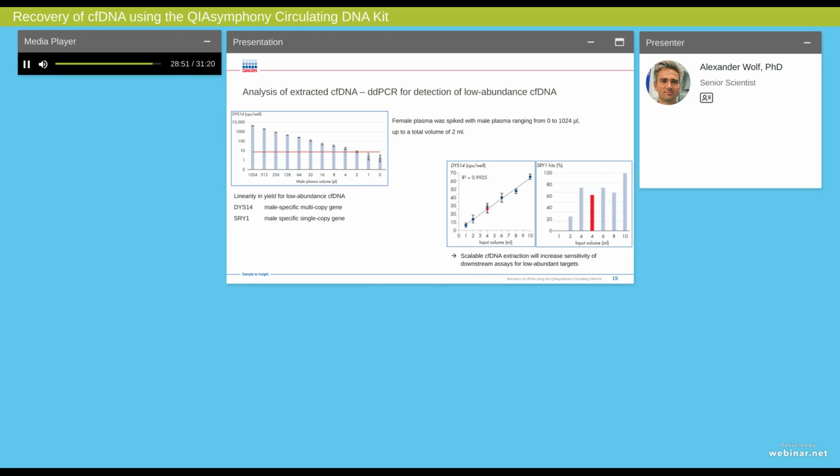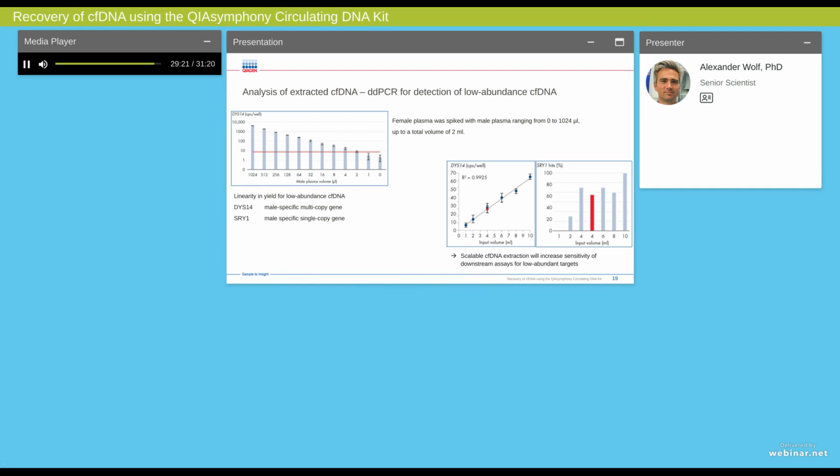The red circle here at 4 ml input shows a comparable extraction efficiency obtained to the reference, the QIAamp Circulating Nucleic Acid Kit. Interestingly, when the same analytes were analyzed in parallel for the presence of the second low abundance gene, SRY1, which is shown on the right figure, the single copy gene SRY1 was analyzed below the calculated limit of detection. Therefore, only a hit rate study, that means the presence of droplets, was executed for the different input volumes.